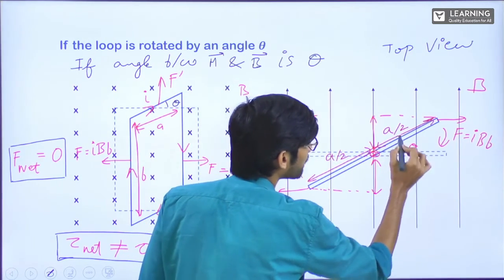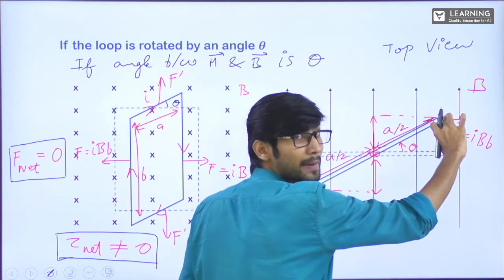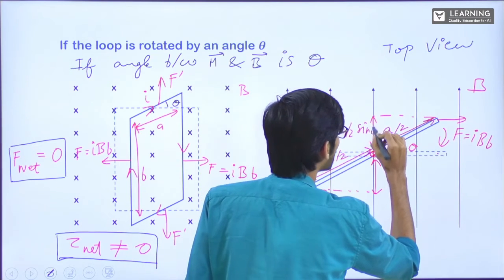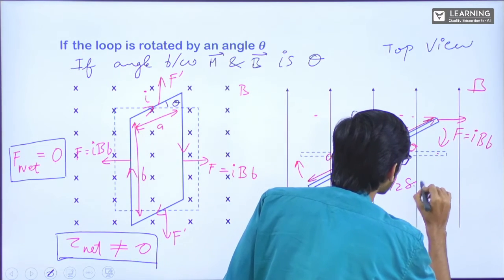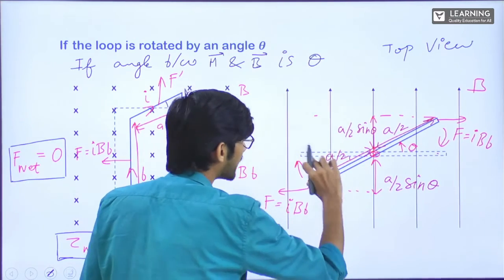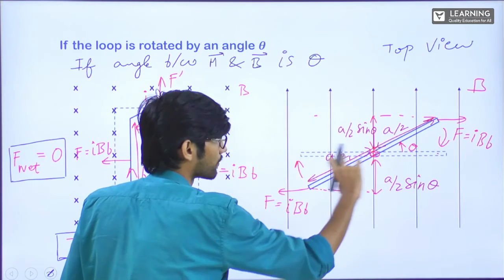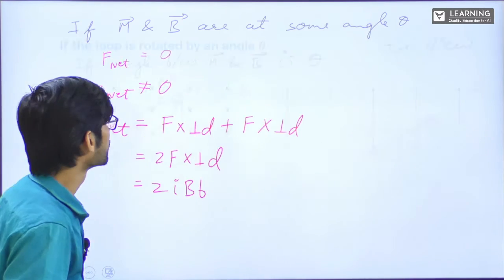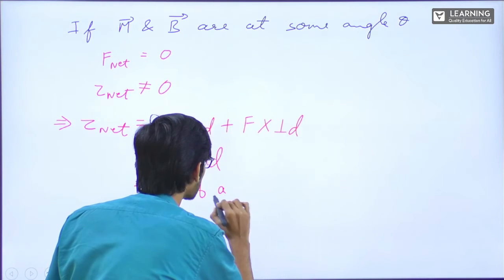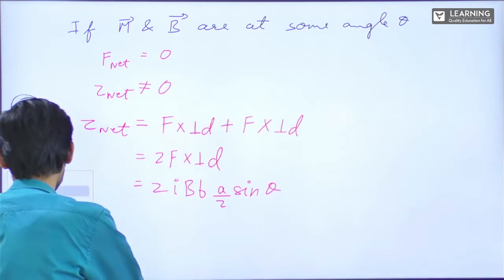This is theta. See, this is theta. This is A by 2. So this distance will be A by 2 sine theta. This will also be A by 2 sine theta. Here also this will be A by 2 sine theta. Just check: if this is theta, this is also theta. That means this perpendicular distance will be A by 2 sine theta, the same as this distance. So this will be 2 into I B into B into the perpendicular distance, A by 2 sine theta. Now see, this 2 and 2 are cancelled.